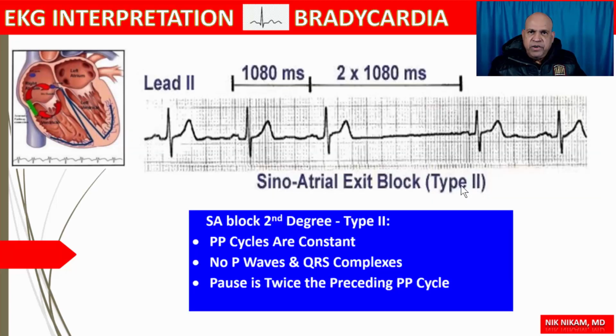Okay, here are some more features relating to sinoatrial exit block, which is type 2. That is, the PP cycles are constant. As I told you before, the PP cycles are constant. Where there is a sinus exit block, we don't see P waves or QRS complexes. And generally, the pause is 2 times the preceding PP interval.